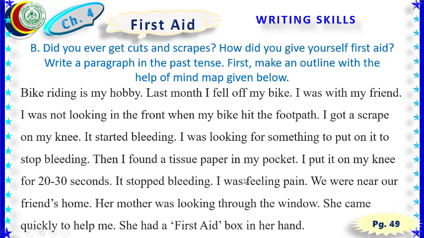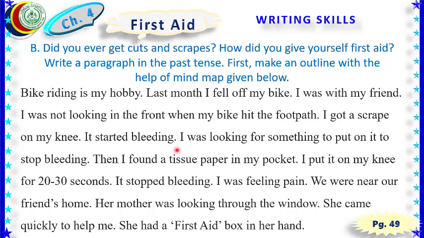I shall show you a sample paragraph. You can write your own. I have written this, you can write whatever you like, but this is the sample. Bike riding is my hobby. Last month I fell off my bike. I was with my friend. I was not looking in front when my bike hit the footpath. I got a scrape on my knee.